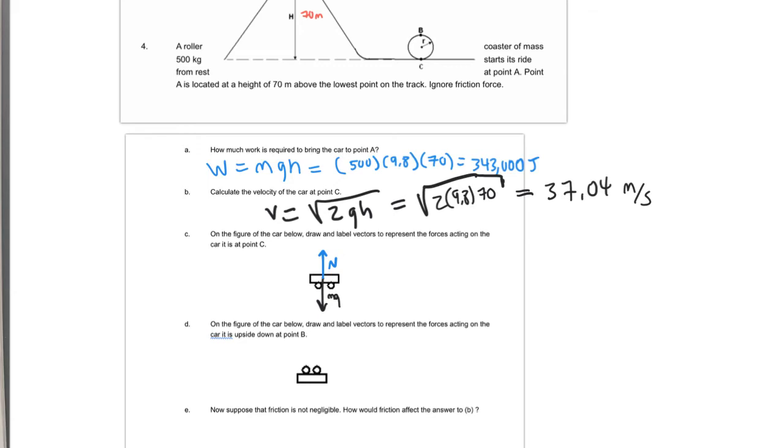So let's be very clear. There's still a vector of weight happening here because that's always happening. It's always going down. This mg thing, mass times gravity, that's always happening down. But when you're upside down, the normal vector is also going down.